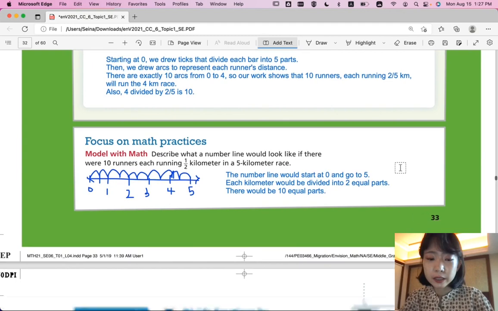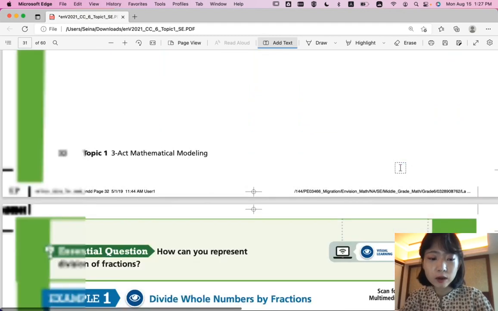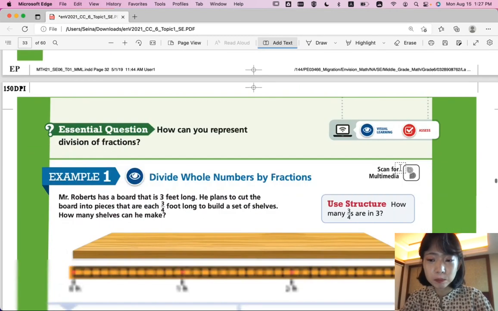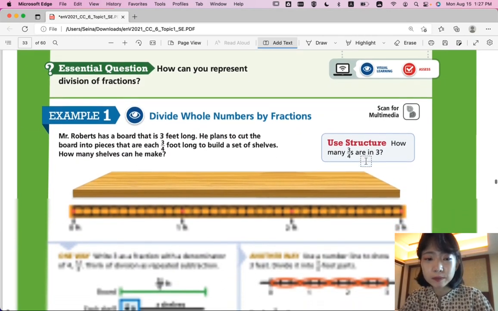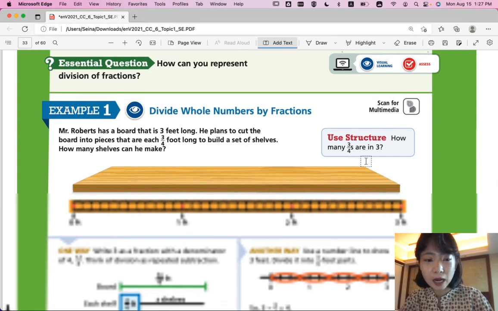That was the introduction. Let's move on to the lesson in the next page. So throughout the lesson, think about how we can represent division of fractions. Example 1. Divide whole numbers by fractions.